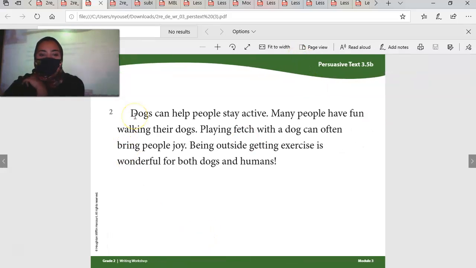Next, dogs can help people stay active. Now he's giving us reasons why dogs are the best pets. Dogs can help people stay active. Many people have fun walking their dogs. Playing fetch with a dog can often bring people joy. Being outside, getting exercise is wonderful for both dogs and humans. Okay, so now he has a fact and many statements that support his main idea or his main topic.